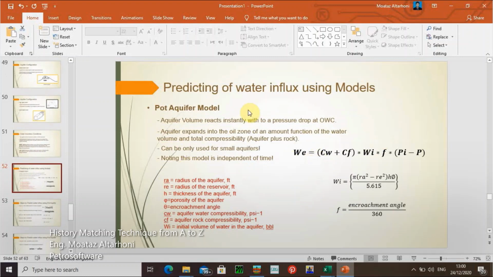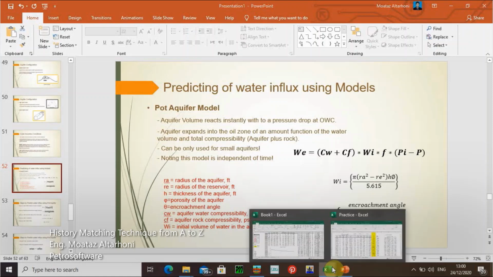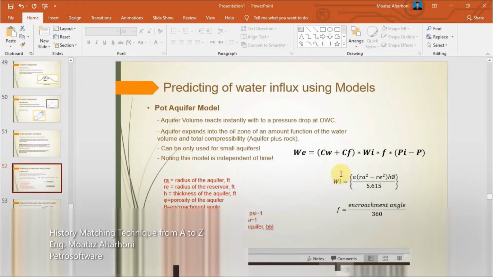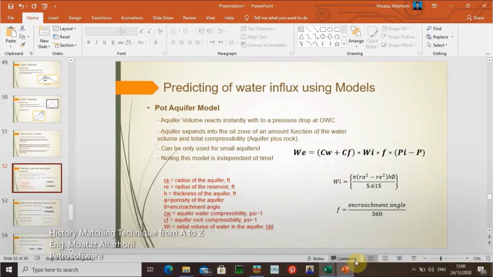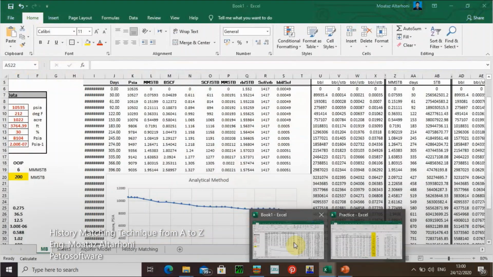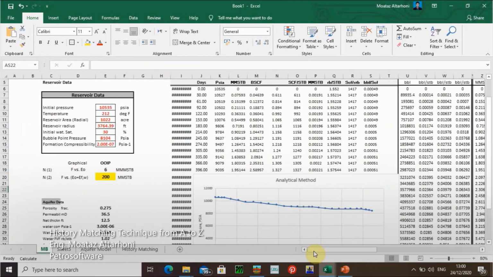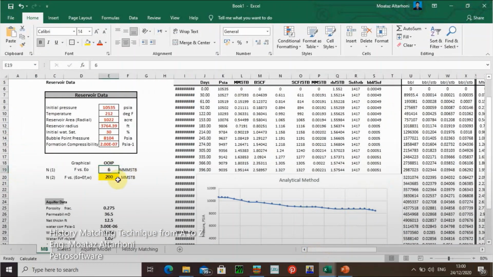Now we have an indication that we have a water influx. So the next step is to calculate how much volume of water invaded into the reservoir, because this will affect the original oil in place. Until now, we only have two values: one is 6 billion stock tank barrels, and the next value is 200 million stock tank barrels.